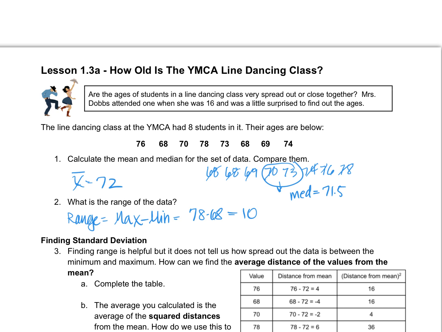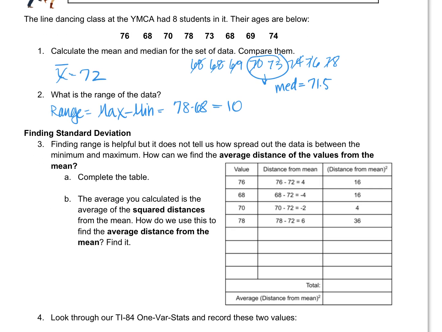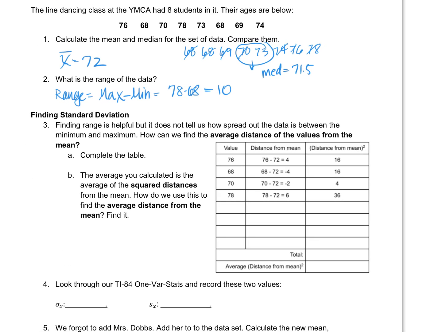So there's range, there it is. We're going to focus on standard deviation, and the other one we're going to focus on is IQR, two statistical measures of spread that are more sophisticated. So standard deviation. Finding range is helpful, but it doesn't tell us how spread out the data is between the minimum and the maximum. How can we find the average distance of the values from the mean?